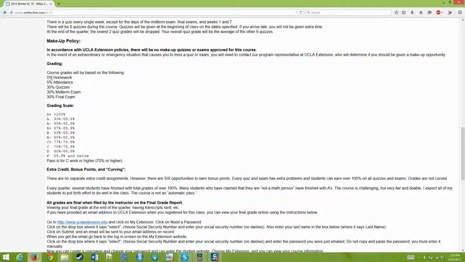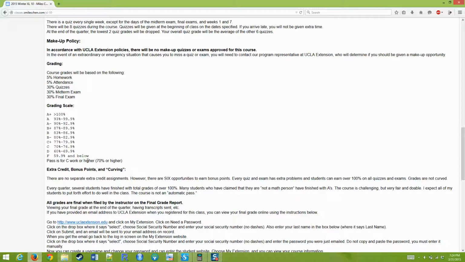The grading policy is going to be as such: 5% homework, 5% attendance, and 30% quizzes, 30% midterm, 30% final exam, okay? So that adds up to 100%. It's going to be possible to earn over 100% on every single quiz, both the midterm and the final exams. You can get over 100%, and every quarter, I always have a handful of students finishing with over 100%. So with that said, that is your extra credit.